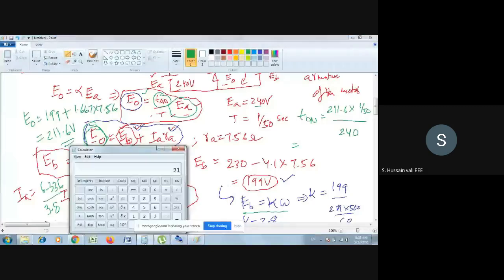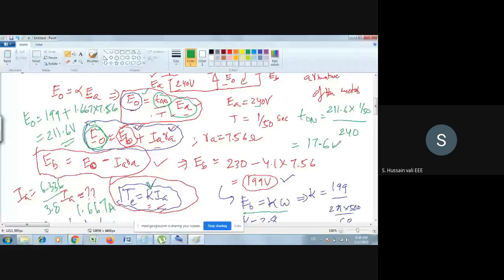211.6, divided by 50, divided by 240. We got 7.6 milliseconds. So this is the value of T on. This is the first question, so we have found the answer to the first question.